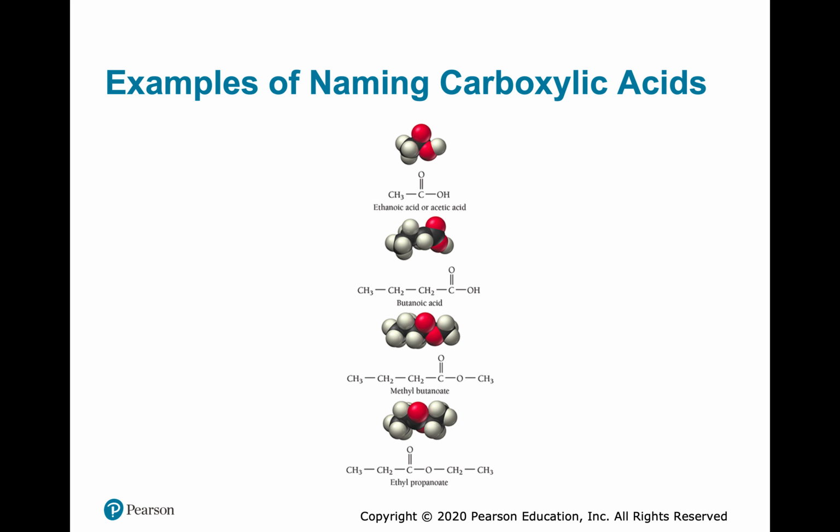Here, remember you have the ethanoic acid and acetic acid. I'll use the proper name, ethanoic acid. So ethane has two carbons, giving ethanoic acid, and butane, with four carbons, gives butanoic acid. And now you have the ester with the methyl group, so butanoate, and then you have the methyl group attached to it, so it's methyl butanoate.